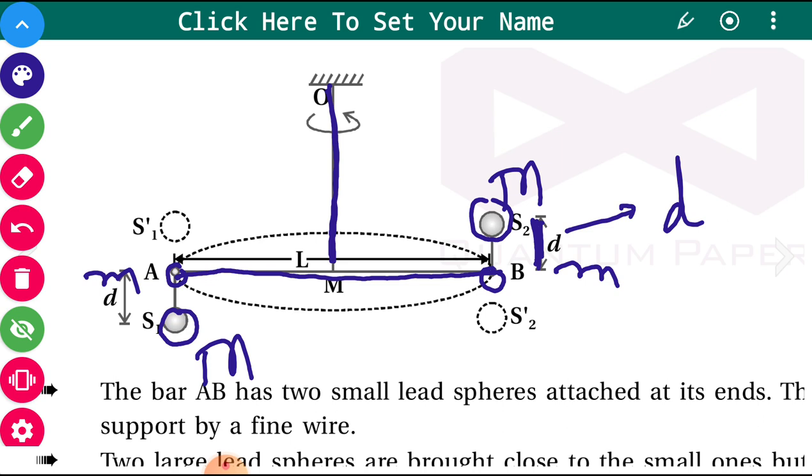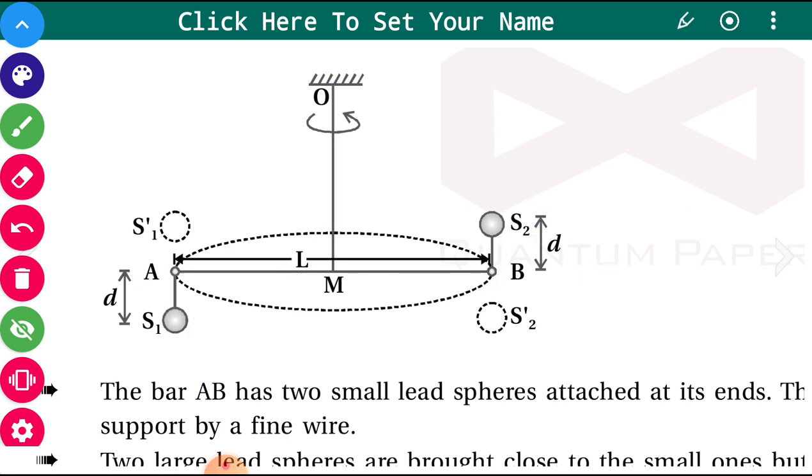Now try to understand what will happen. This small mass will be attracted by this big mass, so it will try to go in this particular direction, and here also the same thing happens.